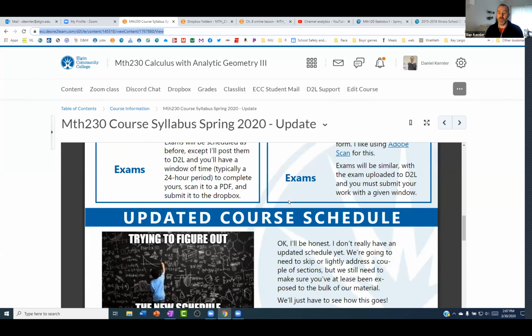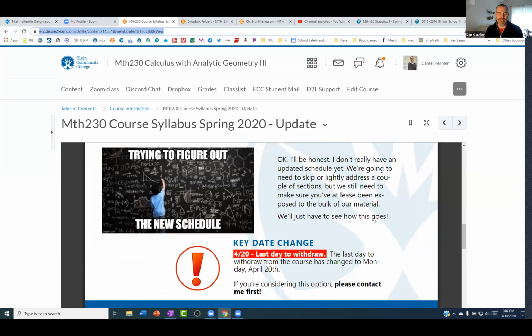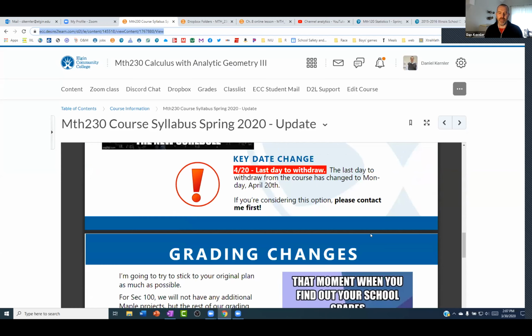The schedule on when things are going to be covered, I have no idea. I haven't gotten that far. I did note that the withdrawal date changed. It was supposed to be like yesterday or Saturday or something, but they've extended that. If that's a concern for you, I really recommend talking to me first before you make a decision about that.